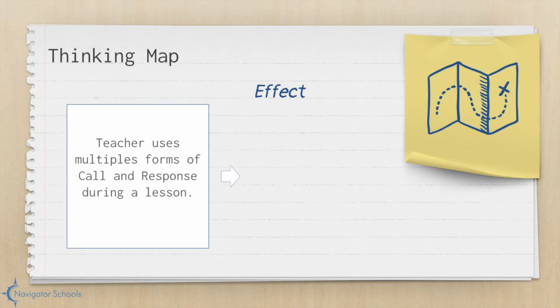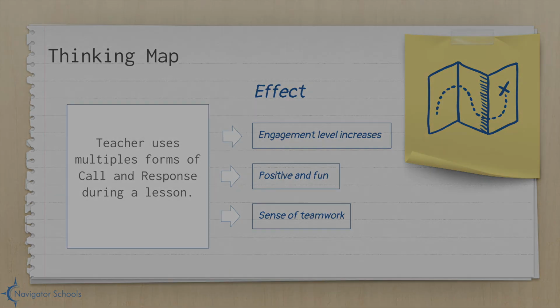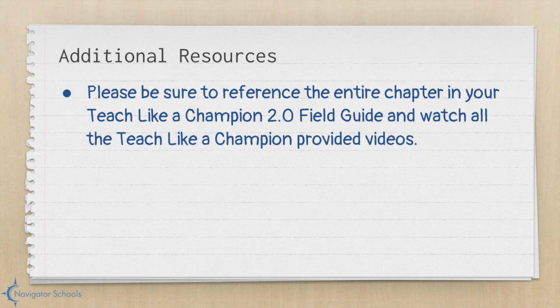We've come to our final reflection. Please pause this video to complete the partial multi-flow map. The event is, teacher uses multiple forms of call and response during a lesson. What would the effects be? Please be sure to reference the entire chapter in your Teach Like a Champion 2.0 field guide and watch the Teach Like a Champion provided videos.